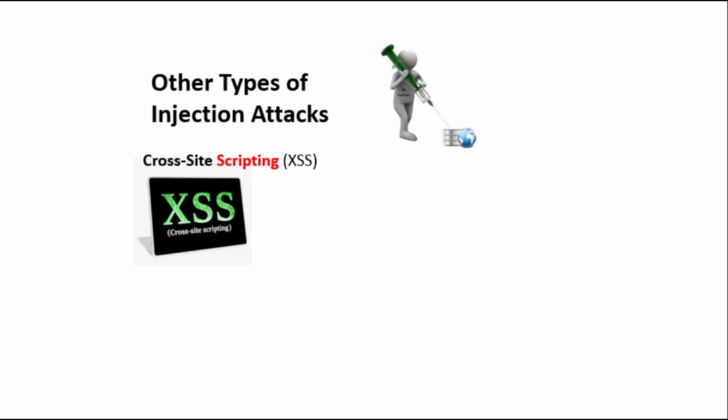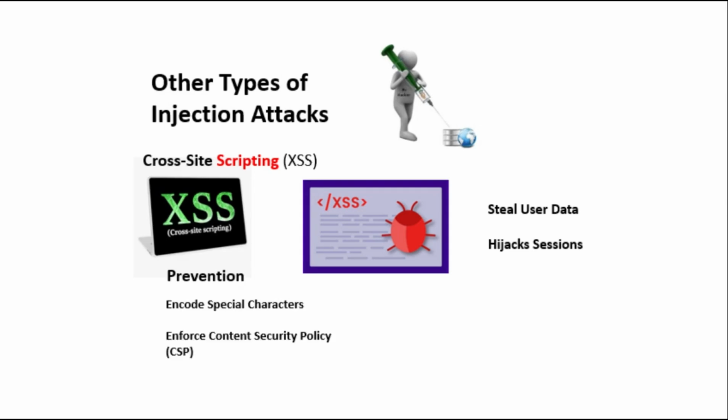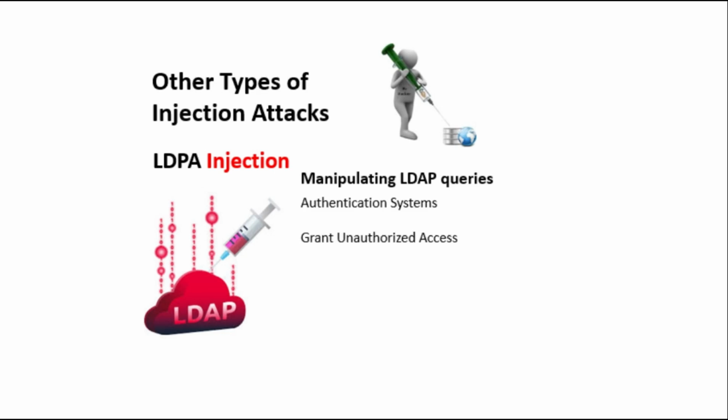2. Cross-site scripting, XSS. A process of injecting malicious scripts into web pages to steal user data and hijack sessions. Prevention: encode special characters, and enforce content security policy, CSP. 3. LDAP injection. An act of manipulating LDAP queries and authentication systems to grant unauthorized access. Prevention: use parameterized LDAP queries, and enforce strict validation.